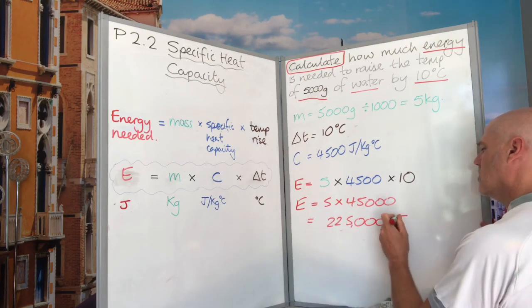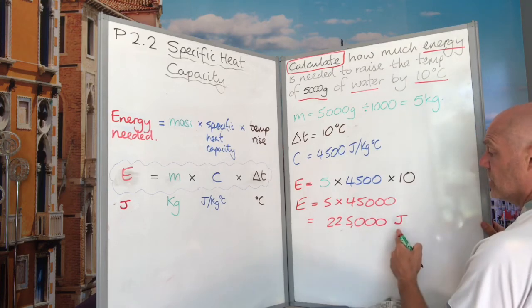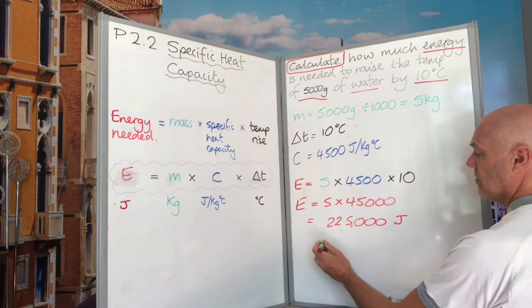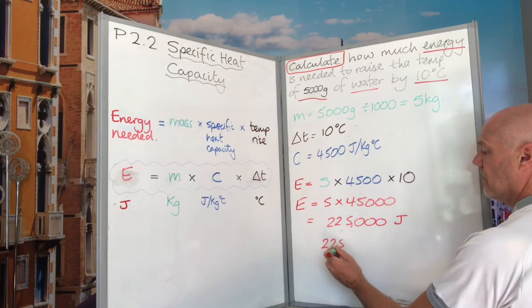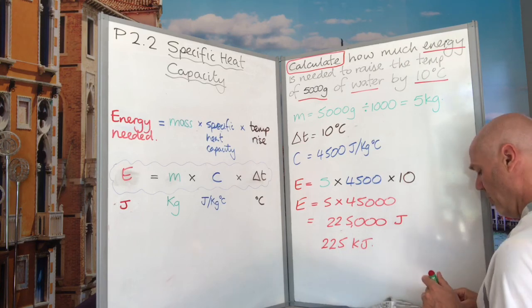225,000 joules. And if we want to, we can change that to kilojoules by dividing by 1,000. So that will give us 225 kilojoules. Okay, but both answers are fine.